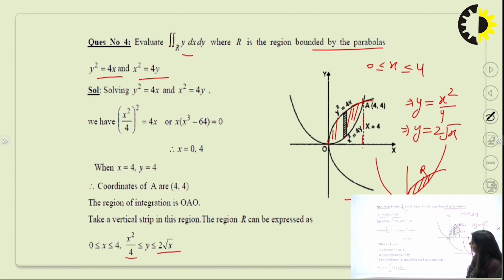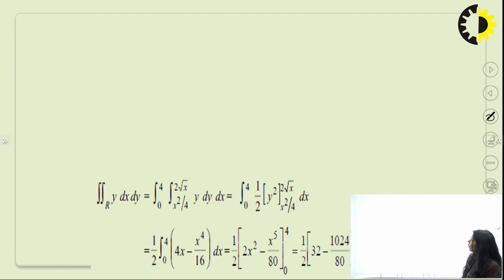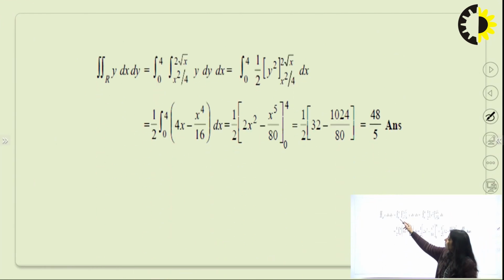So now we can find the integration. We calculate the limits of x and limits of y. So put the limits of x and y here. Limit of x 0 to 4, limit of y x square by 4 to 2 under root x, and y dy dx. Now because limit of y is in variable form, we will integrate the function with respect to y firstly.